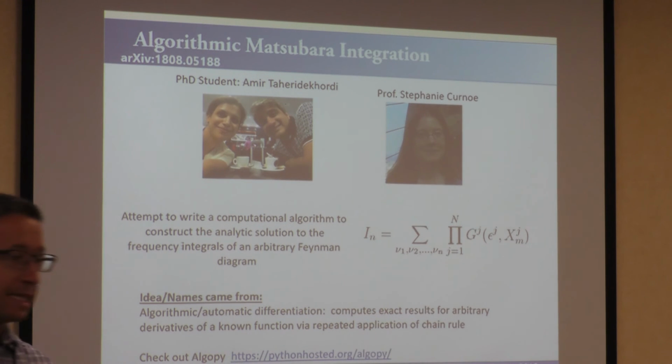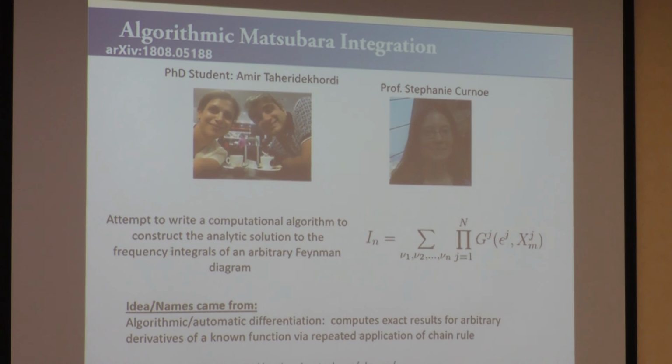I don't know if I'll quite get to the end of this in this lecture time. So if I don't, I'll either just skip to the end and give you sort of a punchline. If you're interested in this, there's a paper on the archive from like a week or two ago with my very happy-looking PhD student and one of the other faculty members at Memorial University. And the whole project was just to attempt to write a computational algorithm to construct the analytic solution to frequency integrals of an arbitrary Feynman diagram. So not that far from what you're saying, where you maybe don't really want to store the full analytic solution, but given a diagram, can you just construct the answer?